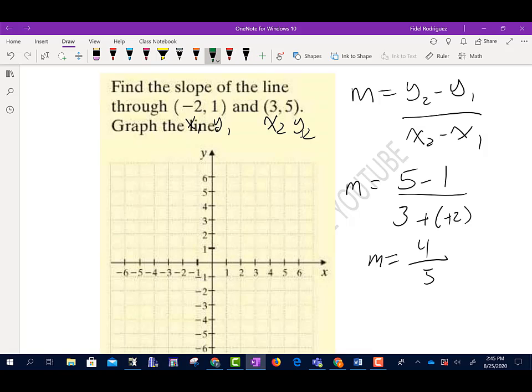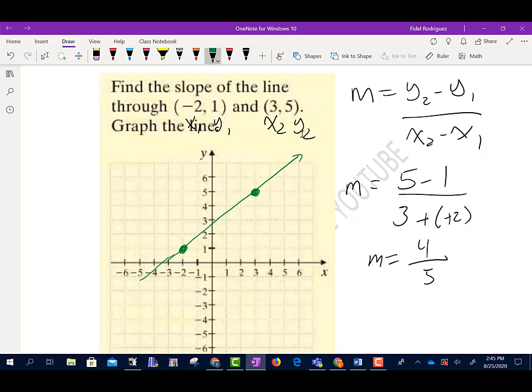Okay, let's go ahead and plot those points. -2, 1 means go to the left 2 and up 1. There it is. 3, 5 means move to the right 3 and up all the way to 5. Okay.